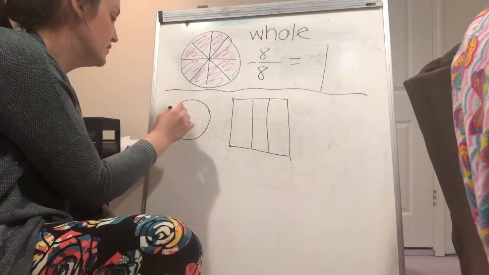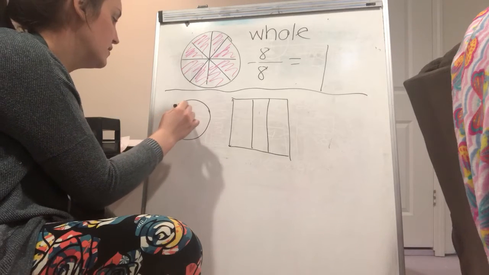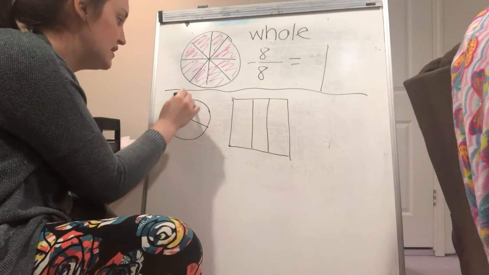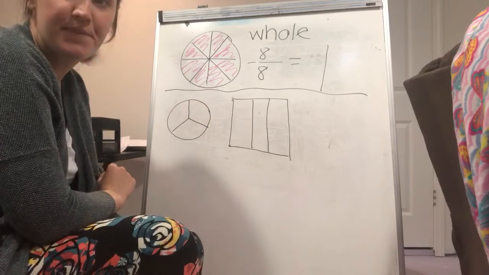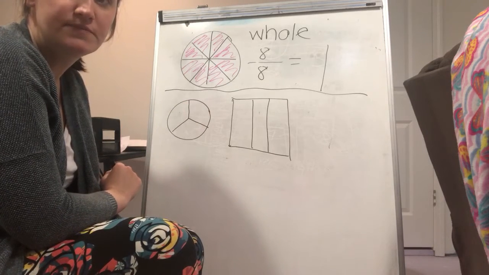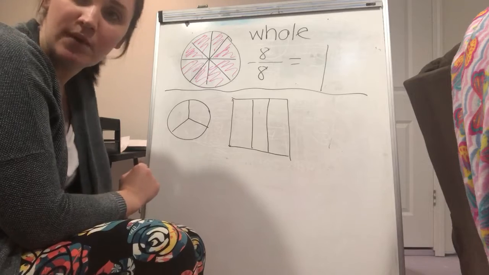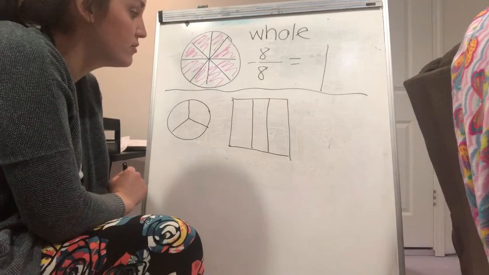Thirds on this one, you kind of know about a peace sign. Kind of looks like that. Okay, so I've got my thirds. What story problem could you come up with? What are we dealing with? What do you want it to be?